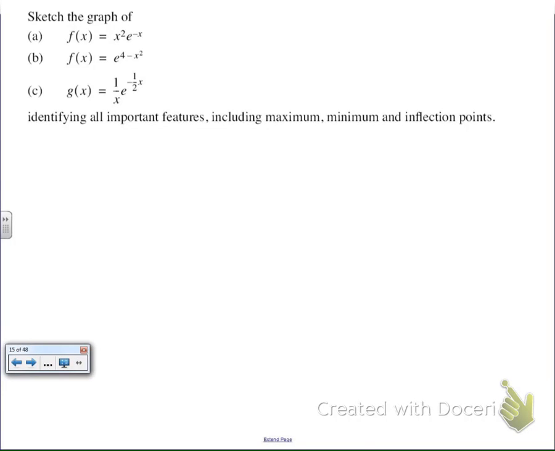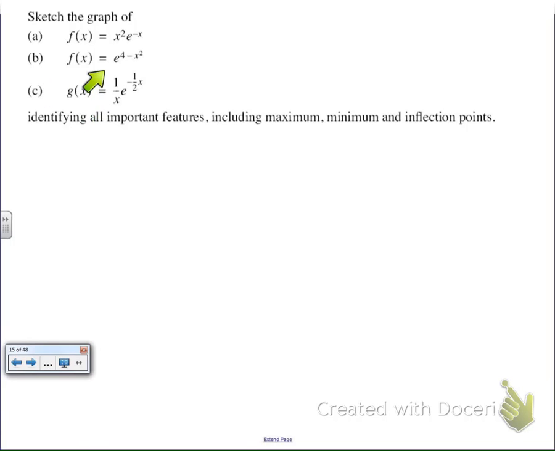Alright, we're studying exponential functions in calculus at the moment, and in this particular set we are looking at curve sketching. So how to use the first and second derivative to help us better perceive how exponential functions are going to look when they're multiplied with other functions, for example.